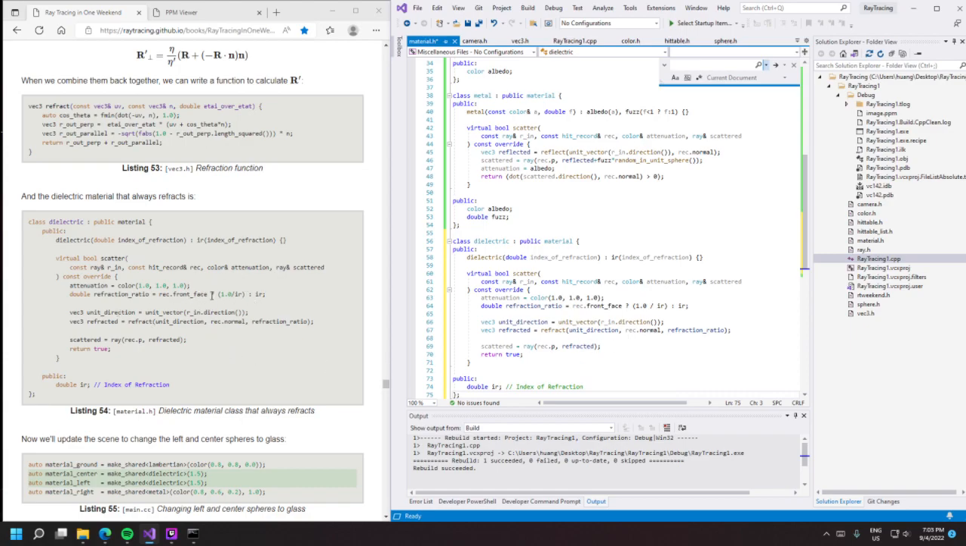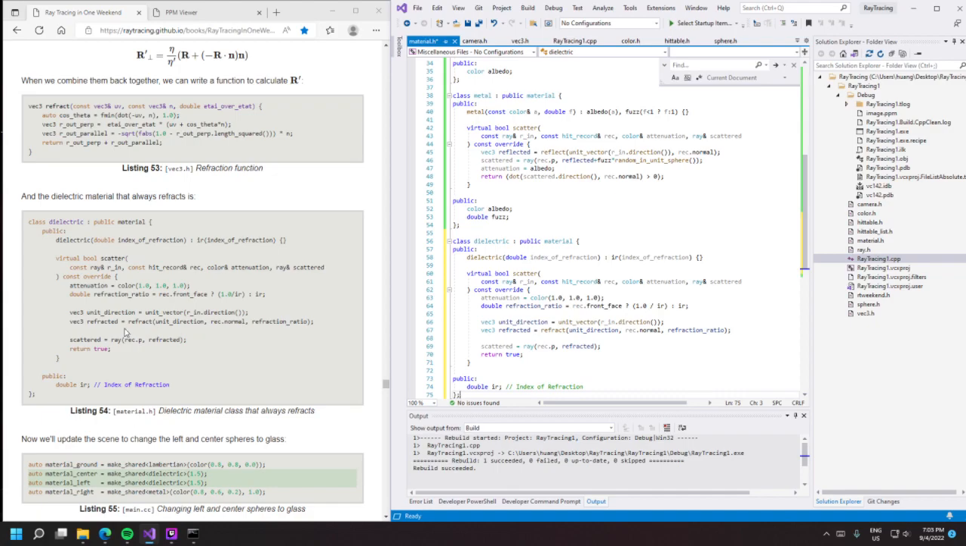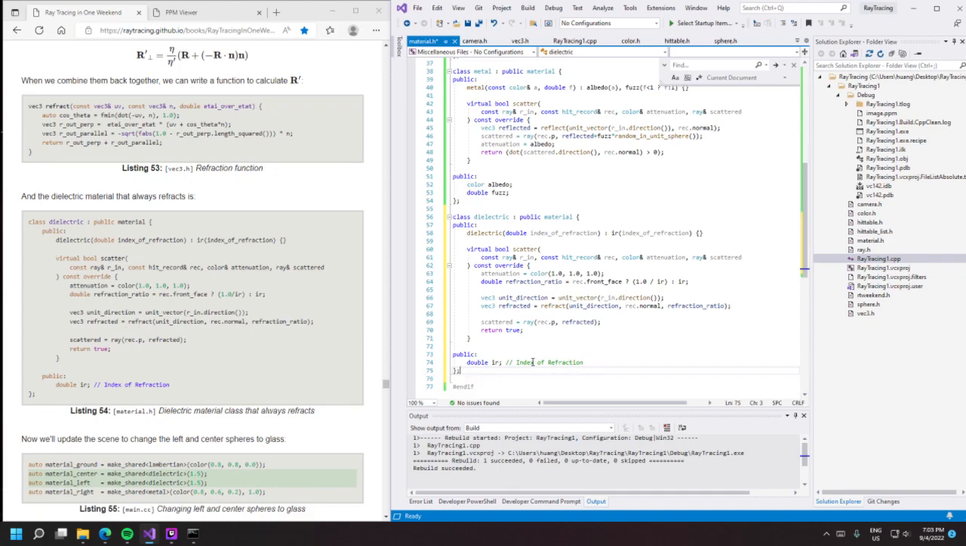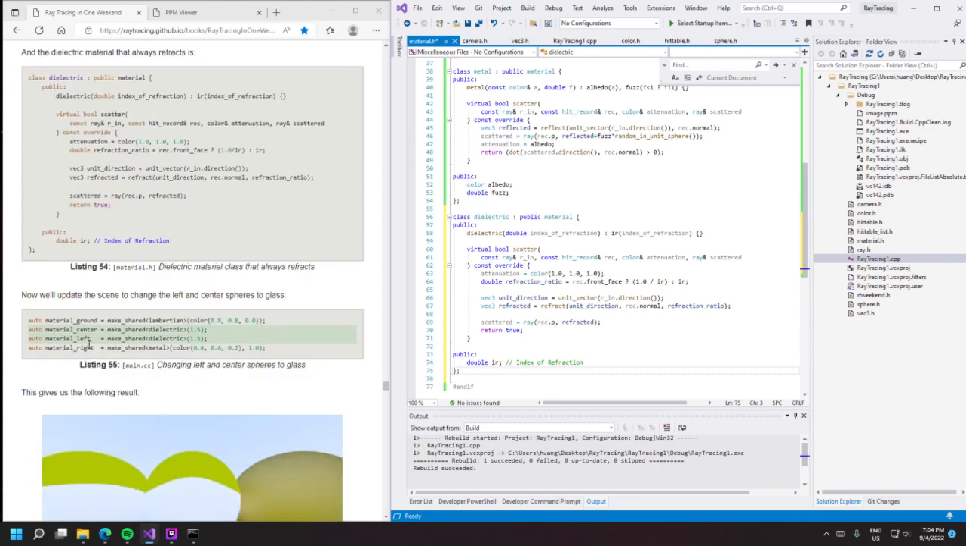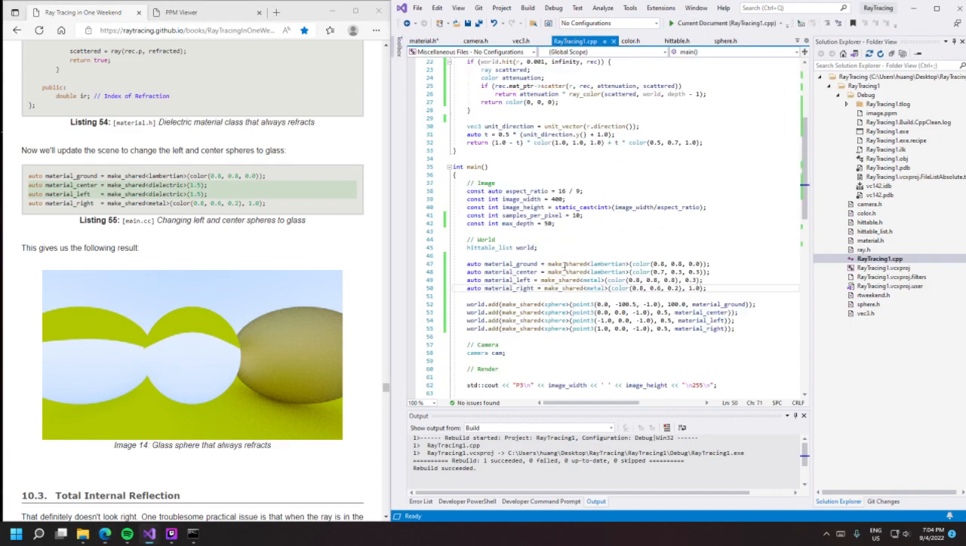And this is the formula, I think. Unit direction is the same, and for the refracted, we just use the method that we just wrote that calculates cosine, perpendicular, and parallel vector. We plug that in, and that's the refracted vector. This IR is the index of refraction variable. So if we update the material center and left, we are going to get something different. Maybe that something different is not what we want, but let's get it first.